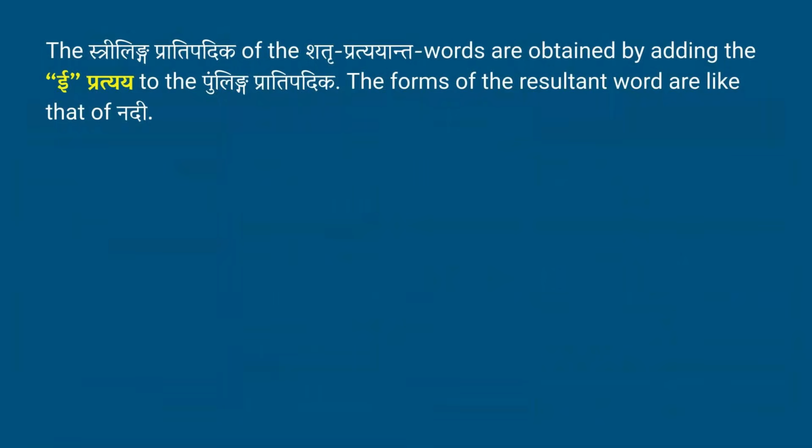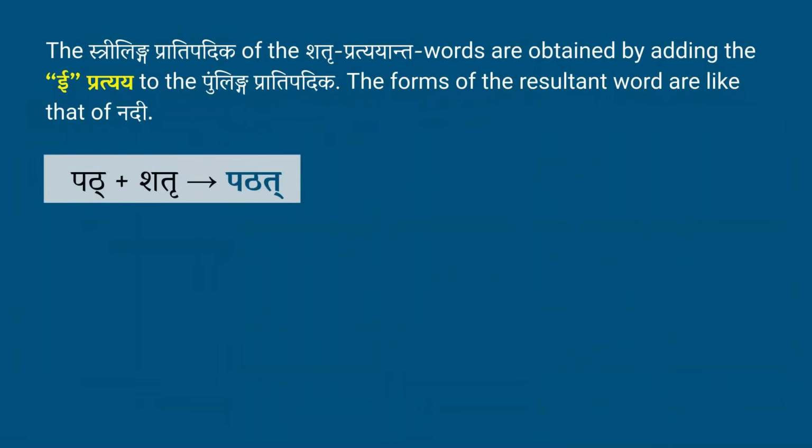The Strilinga Pratipadika of the Shatru Pratyayanta word can be obtained by using the E Pratyaya on the Pullinga Pratipadika. For instance, Patha plus Shatru gives Pathat, that's the Pullinga Pratipadika. So we add an E to it, giving Pathanti, which is the Strilinga Pratipadika.